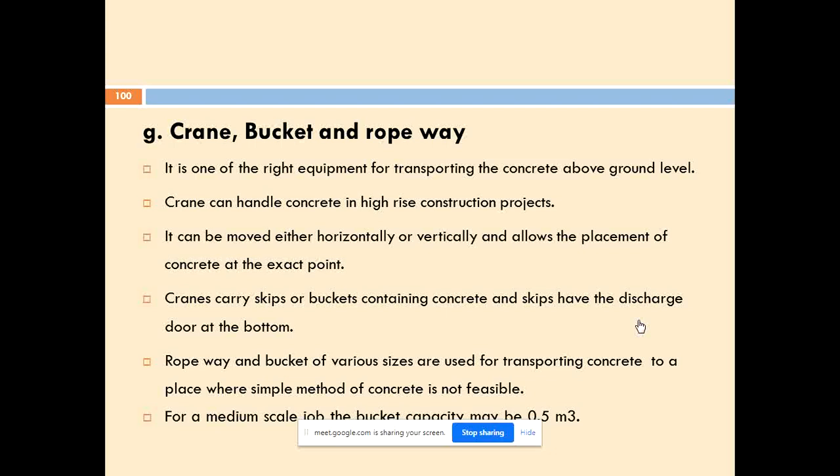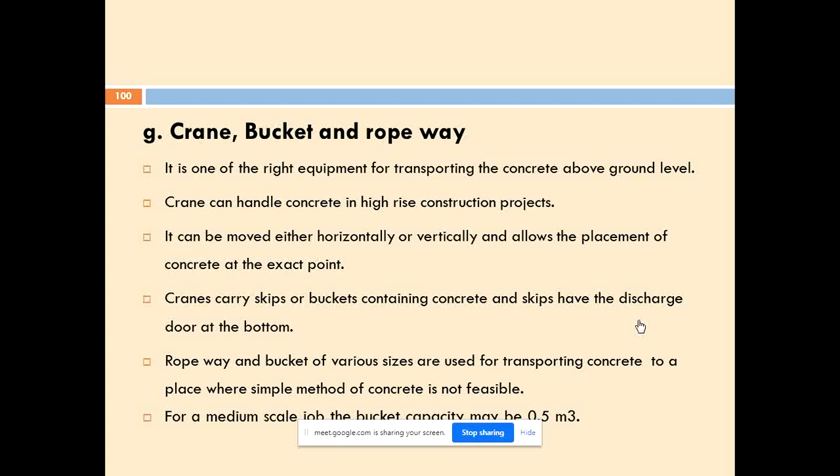If the building has more than 10 floors or 20 floors, you can transport the concrete from ground level to wherever the concrete has to be placed, even on the 20th floor. The skip and hoist method will not be efficient to travel to such a height. Then we have to go for the crane, bucket and ropeway only, because it can transport the concrete to even more than 20 floors. The crane can also transport the concrete horizontally, and you can place the concrete at the exact point where it is required.